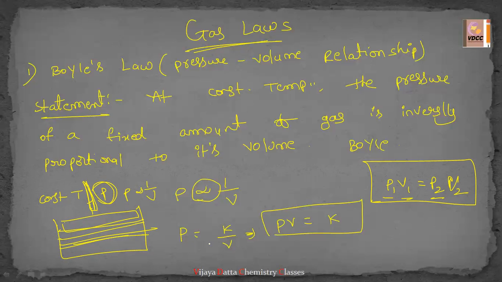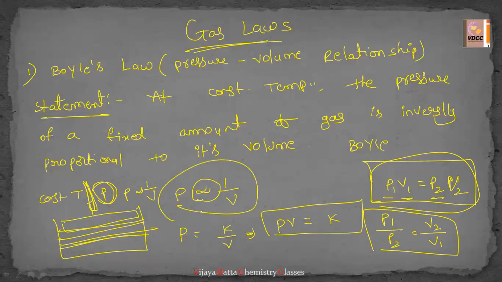So this is P proportional to 1 by V, P equal to K by V, PV equal to K, and for two different gases, P1 V1 equal to P2 V2. This we can also write as P1 by P2 equals V2 by V1. This is also Boyle's law. By taking this relationship, we can draw the graphs.